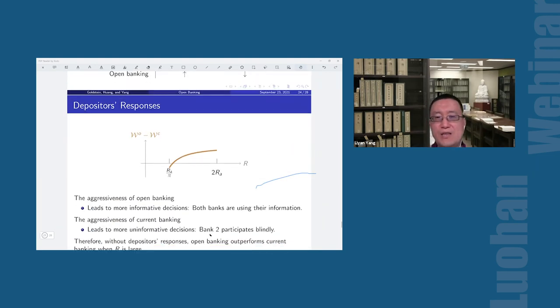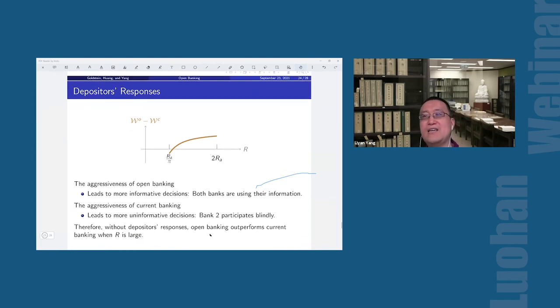So we found that if you compare welfare, it's not like open banking is always bad. Open banking can be good for this parameter range, which is very large. Open banking is bad for this parameter range. So if you shut down the funding cost channel, open banking can become better for a larger range of parameter values.